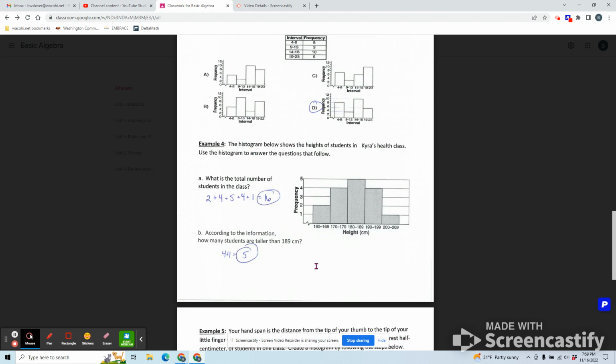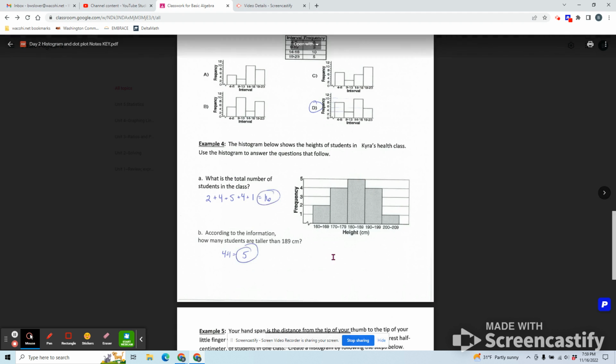Example 4 is asking us to answer the questions based off the histogram. It shows the heights for students in Kyra's class. What is the total number of students in the class? We just add how many responses we had. So 2, 4, 5, 4, and 1 gave us 16.